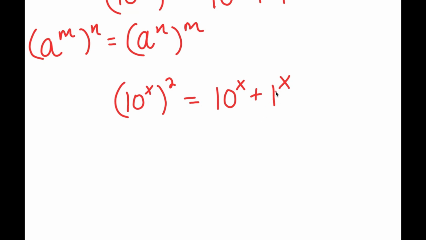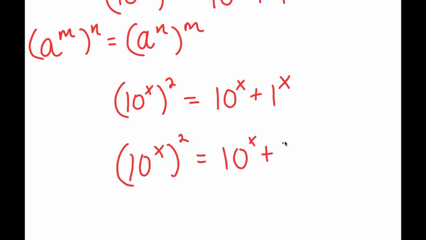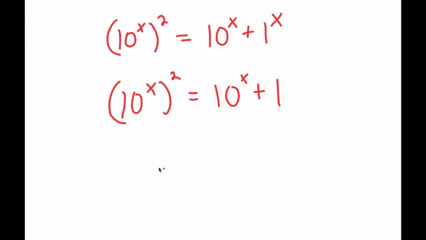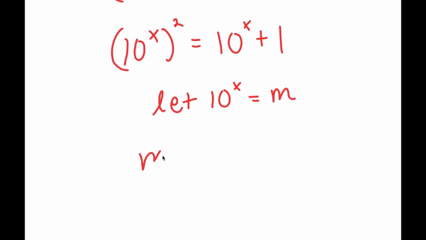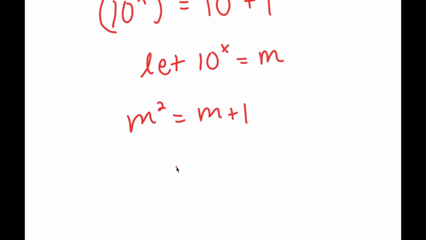Now, 1 to the power of any number is just going to be 1. So we can just get rid of this x as an exponent because it won't really change anything. So now I have 10 to the power of x squared is equal to 10 to the power of x plus 1. And now from here, I'm going to let 10 to the power of x equal to the variable m. So now I have m squared is equal to m plus 1. And this turns into m squared minus m minus 1 is equal to 0.